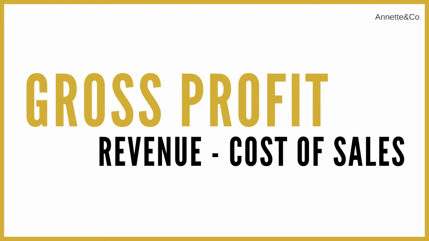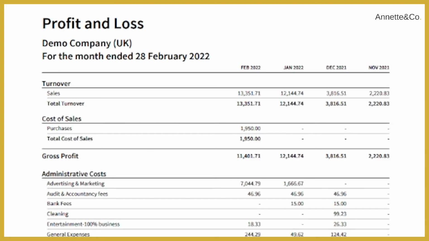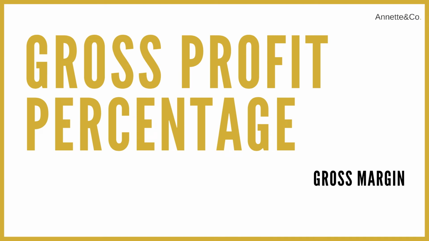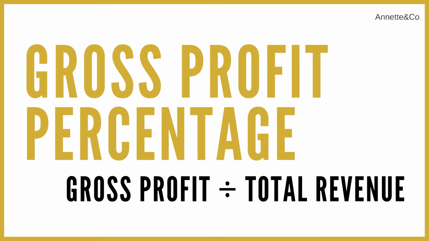At this point, if you are looking at a profit and loss statement as part of a set of management accounts, you might also see the gross profit percentage, also called gross margin. That will not be shown in a set of statutory accounts, those that are submitted to Companies House and HMRC. The gross profit margin is the gross profit divided by the total revenue. And the higher the gross profit margin, the better.